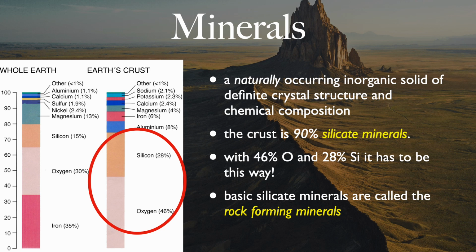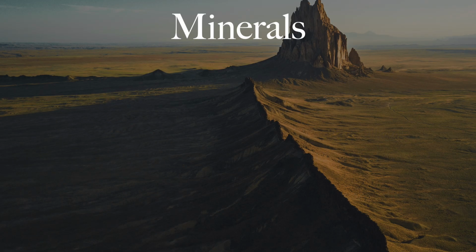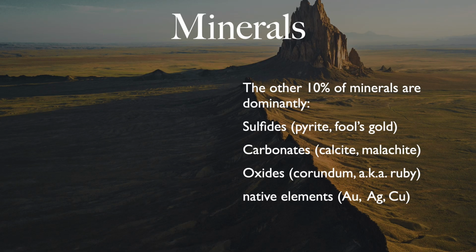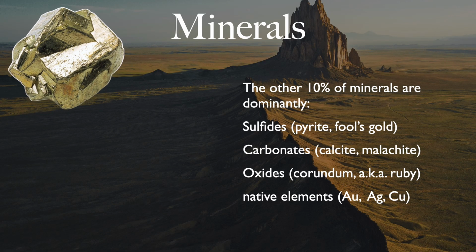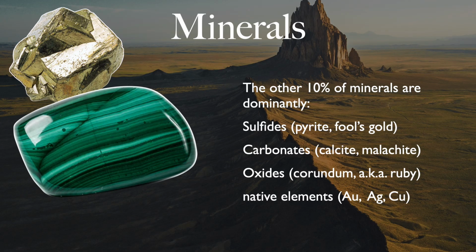Okay, so if 90% of our crust is silicate minerals, what are the other 10%? The other 10% of minerals are dominantly, first, sulfides, which are binary compounds of sulfur. An example of this is pyrite or fool's gold, pictured here. We also have carbonates. A carbonate has a carbon and oxygen atoms in it. Examples of these are calcite or malachite, which is my favorite rock, pictured here because it's just a beautiful green color. After that, we also have oxides.